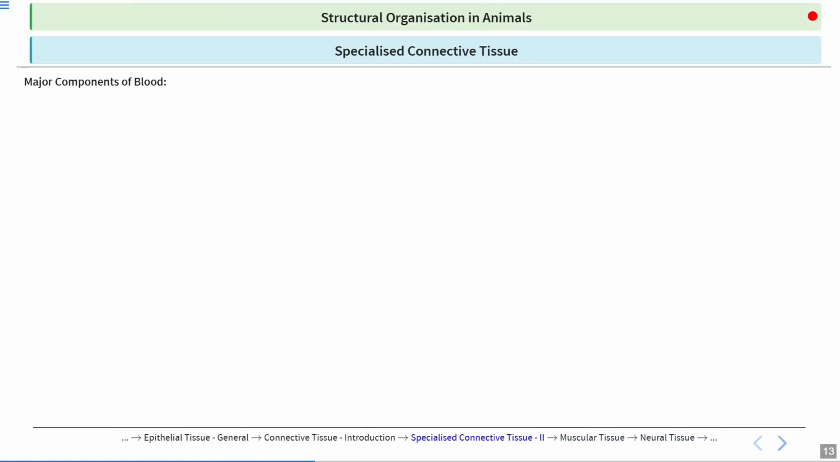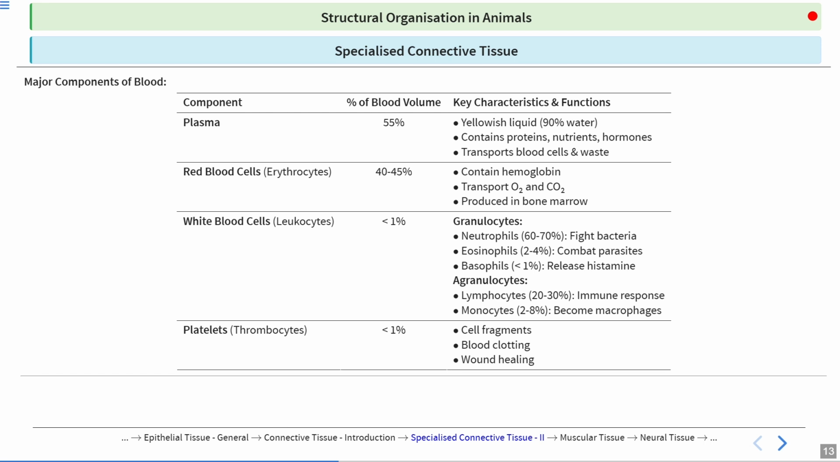Major components of blood. So here you can see the major components of the blood. We are having the plasma part, that is 55% by volume. We compare it with the volume, then it is 55%, right? What are the characteristics? Yellowish liquid, 90% water. The plasma is made up of 90% water.